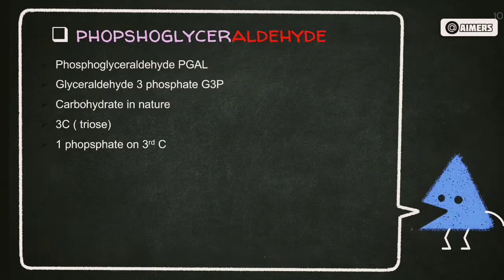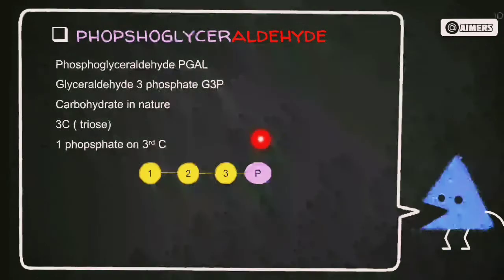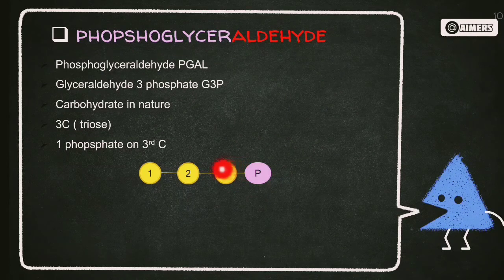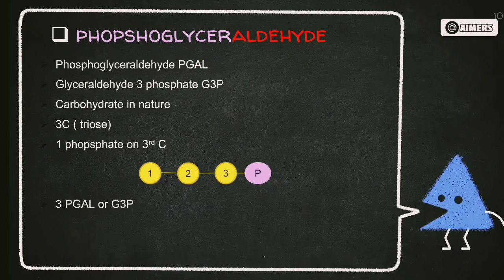And only 1 phosphate is present on the third carbon of phosphoglyceraldehyde. Like this way. There are 3 carbon atoms and only 1 phosphate group is attached to phosphoglyceraldehyde. Now the structure of phosphoglyceraldehyde and phosphoglyceric acid is exactly the same. The difference over here is phosphoglyceric acid is acid in nature while phosphoglyceraldehyde is carbohydrate in nature. So it can be written as 3-phosphoglyceraldehyde or glyceraldehyde 3-phosphate, and it is basically the product of dark reactions. It is the net gain of dark reactions.